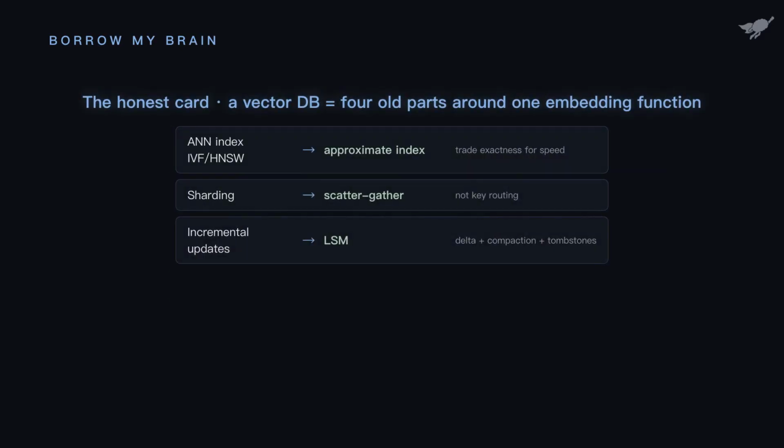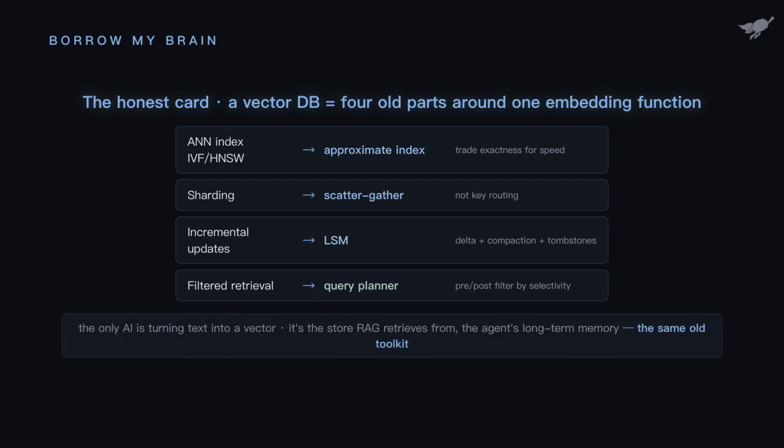The honest card. A vector search system, taken apart, is this: an ANN index, plus a scatter-gather shard router, plus an LSM delta compaction layer, plus a query planner that plans by selectivity, all wrapped around that one embedding function. The part that's actually AI is the single step that turns text into a vector. Everything else is the old craft of a specialized database. Approximate indexing, distributed fan-out, LSM storage, query planning.